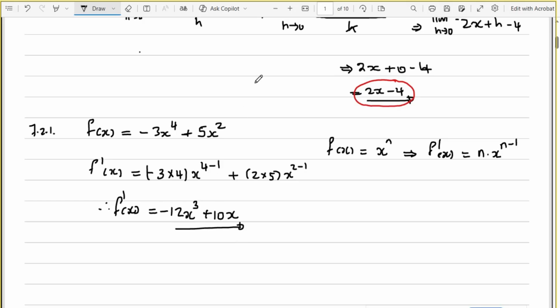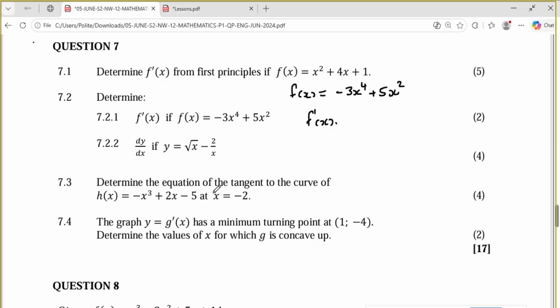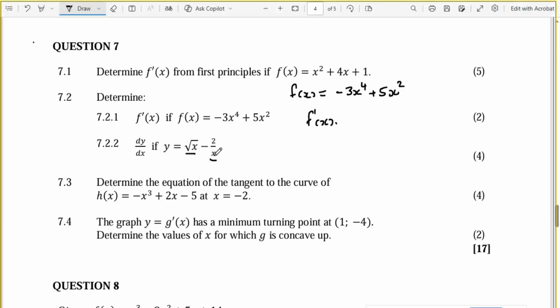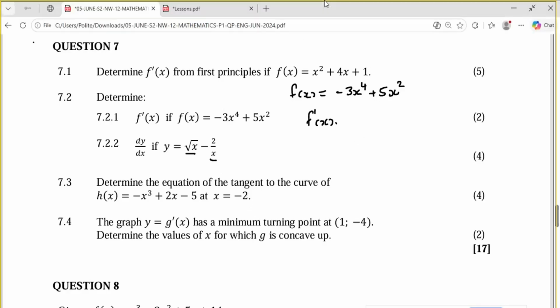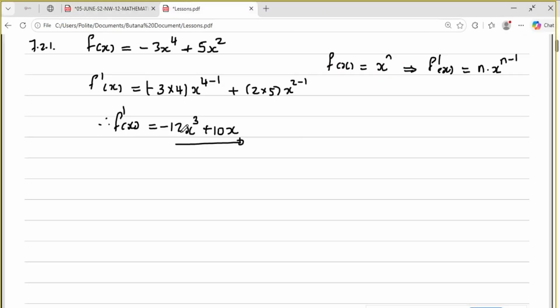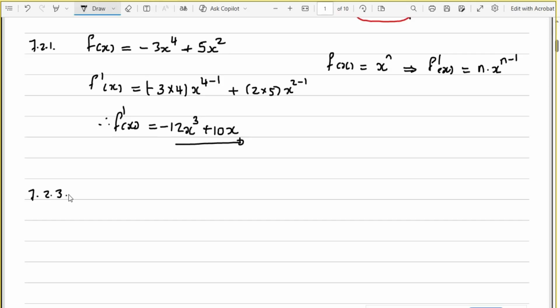Yes, sir. This was an easy one, but when we look at the next one, we need to first remove the square root, we need to remove that square root, we need to remove the fraction before you do anything. So they say dy over dx, meaning that differentiate y in terms of x. So this will be 2.3. They want us to differentiate y in terms of x. So we are given y to be the root x minus 2 over x. We need to rewrite this equation.